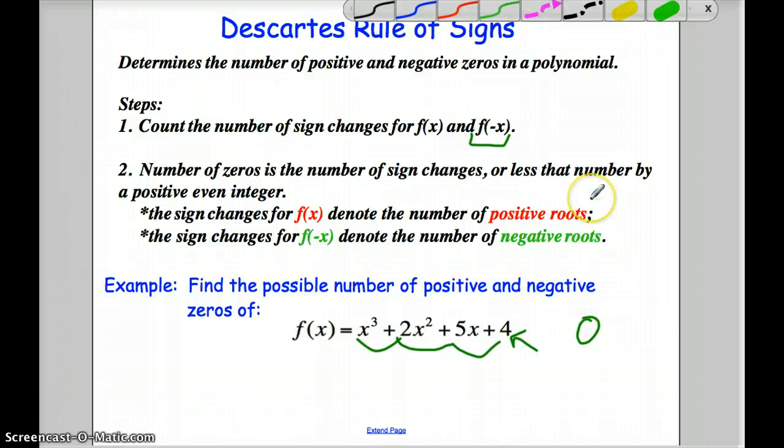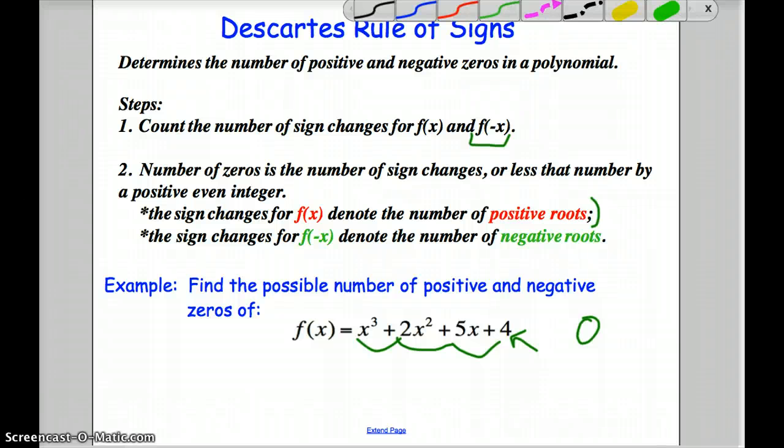So I take a look at the information here, and because the number of sign changes is 0, that means there are going to be 0 zeros, because the rule states that the number of zeros is the number of sign changes, or less than that number by a positive even integer. So it's either 0 or less than 0. Well, obviously you can't have a negative number of roots, so there are 0 positive roots. So that's nice. Now we can eliminate all the positive guesses and make a guess on a negative.